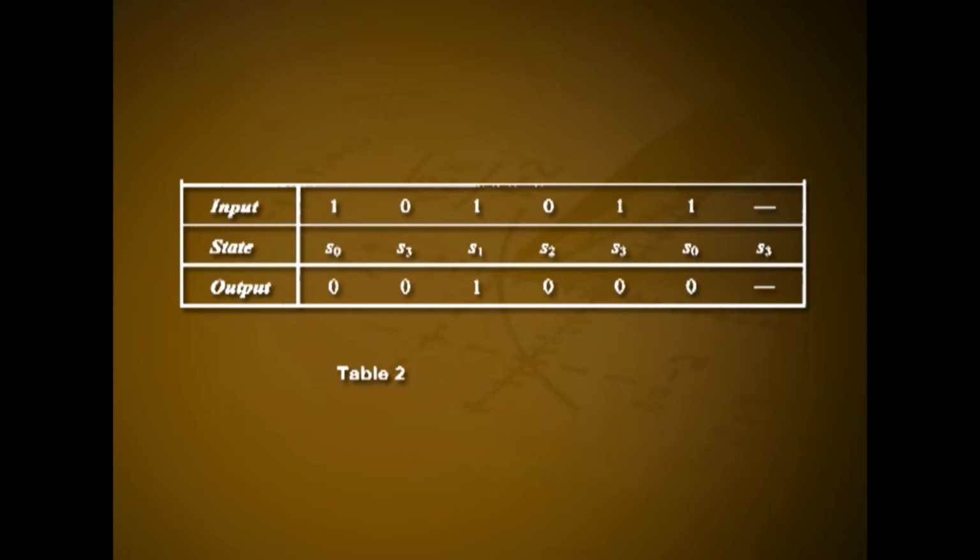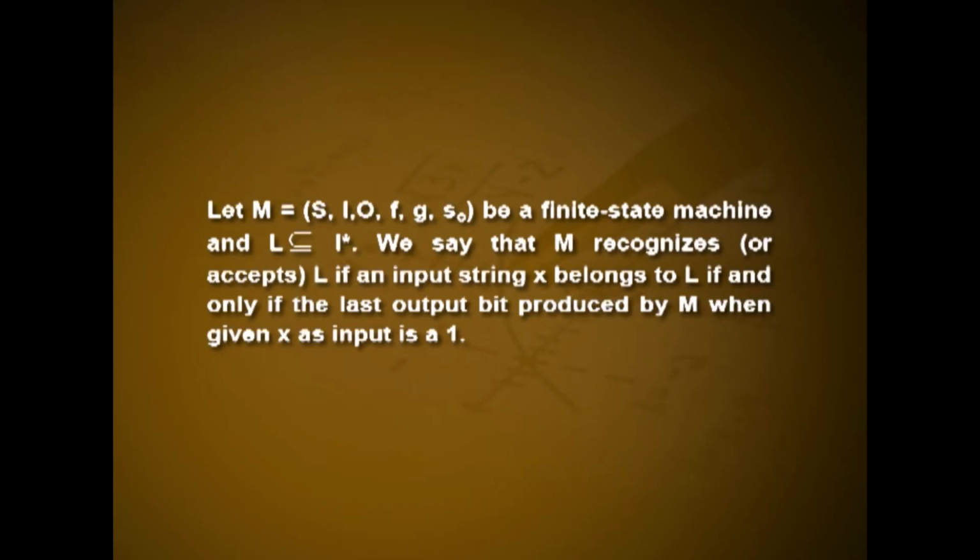So, in this table you can see the input string 101011 and the corresponding output for each of the states S0, S1, S2 and S3. So, the output is 001000. So, next definition: let M equal to (S, I, O, f, g, S0) be a finite state machine and L is a subset of I star. We say that M recognizes or accepts L if an input string x belongs to L if and only if the last output bit produced by M when given x as input is a 1.